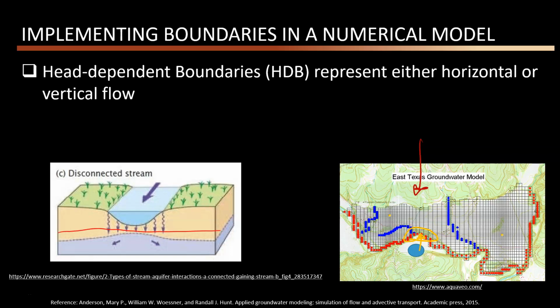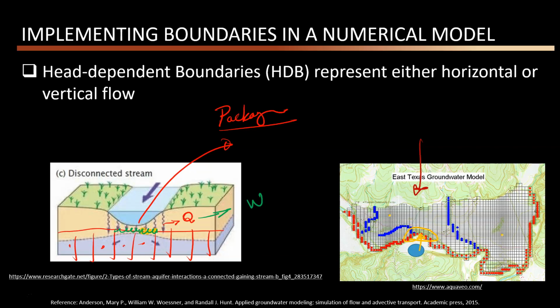For example, if these are my cells, and if I know that the stream is disconnected, I can define a code, or I use a package which can calculate these Q rates, which gets applied on top of these cells. I can use these Q's and convert them to the W term that we had in the governing equation. If you remember, that was the second term, W, Ss partial H partial T, right?